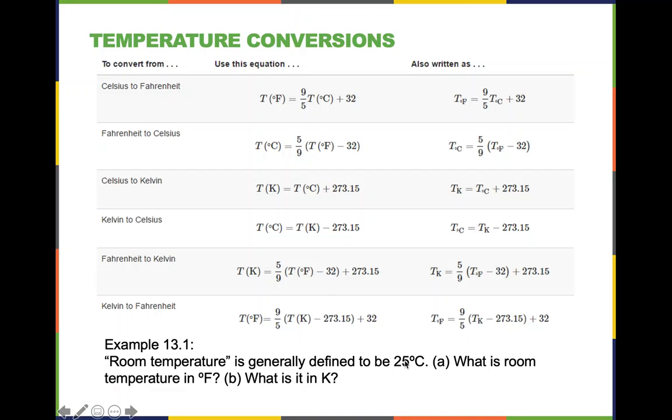And then going from Celsius to Kelvin, you would just plug in to this equation. So 25 plus 273.15. And that's it. Those are the direct conversions for those.